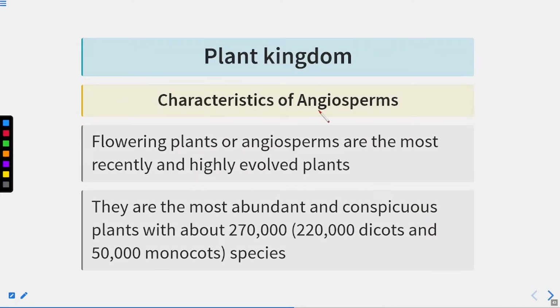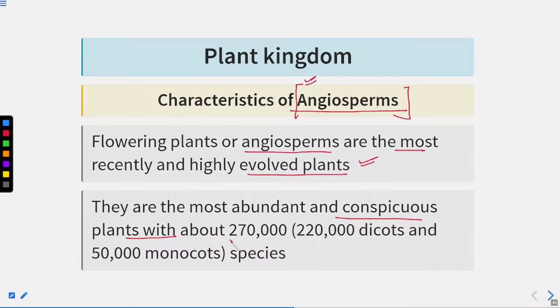Now let us start the angiosperms. For angiosperms, we have many chapters that describe sexual reproduction in angiosperms, histology of angiosperms, right? Morphology of angiosperms. So we will just focus here on some important points, okay? Flowering plants or angiosperms are the most recently and highly evolved plants. Basically, angiosperms evolved after gymnosperms, and they are the most abundant and conspicuous plants.